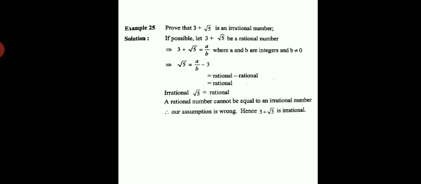Hence, irrational number root 5 is equal to a rational number. Is it equal to a rational number? An irrational number is not equal to a rational number. Hence, our assumption is wrong. Hence, 3 plus root 5 is an irrational number.